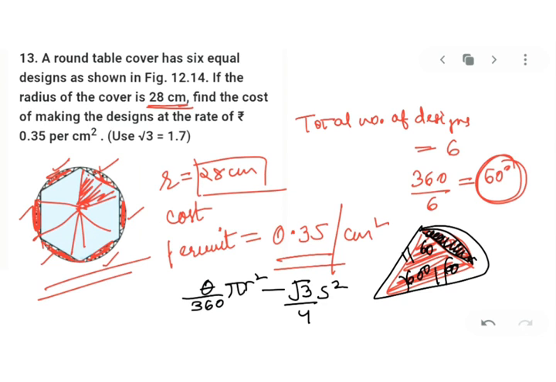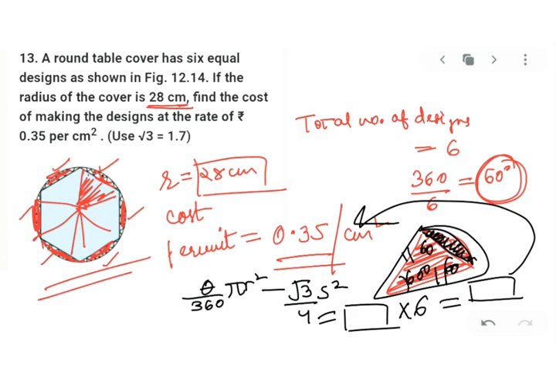Okay, this gives you the area of one design. Okay, how many such designs are there? So 6 designs are there in a cover. So you will multiply this area with 6, and whatever total area you get, you will multiply with cost per unit to get the total cost. Got my point clear?